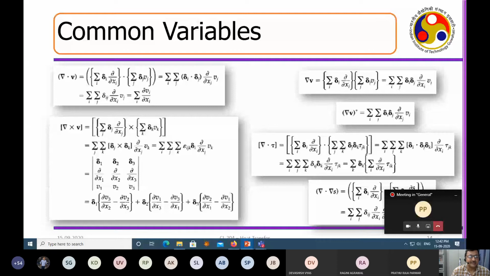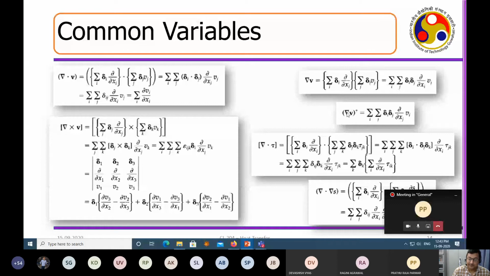We have done it a number of times. Curl of V, you know that you can write it as E1, E2, E3, del del x1, del del x2, del del x3, V1, V2, V3, and it will lead to this. Gradient of V, we have done a couple of times today. Gradient of V transpose, you just reverse the matrix. This is a dyad. V is a vector, the gradient operator is a vector. When you take a dyadic product, it leads to a second order tensor, and that's a 3 by 3 matrix. If you take a transpose, that becomes gradient of V transpose.